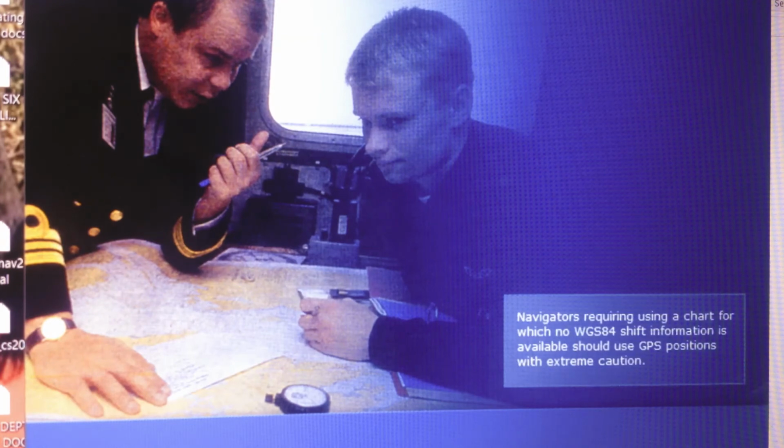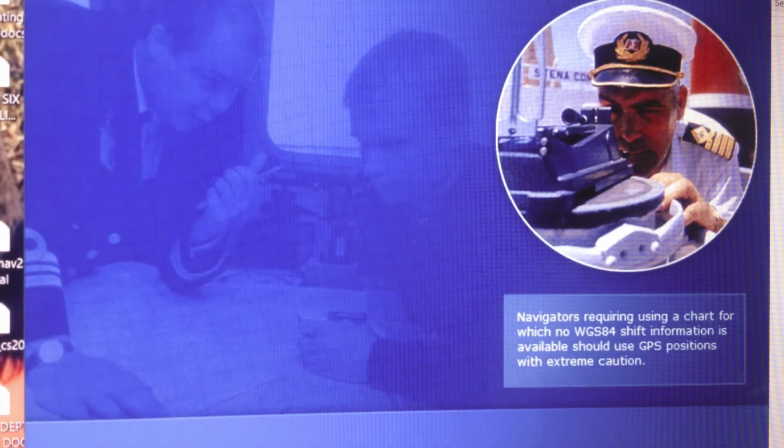Navigators requiring to use a chart for which no WGS84 shift information is available should use GPS positions with extreme caution. They should first establish the relationship between the chart datum and WGS84, by taking visual and/or radar fixes of shore features. This will provide a means of adjusting the GPS position to fit locally on the chart.